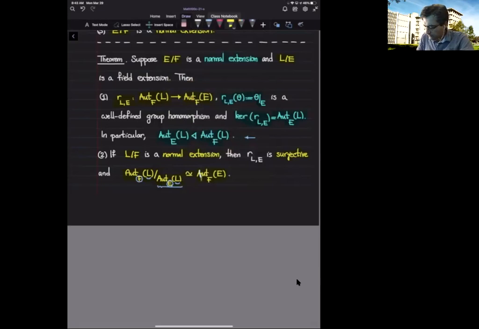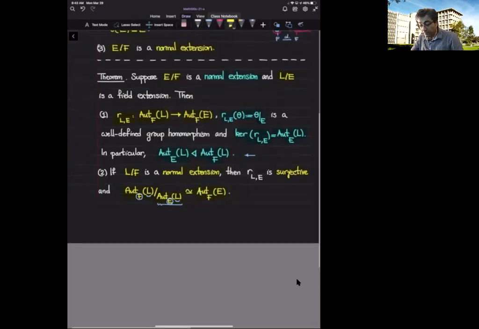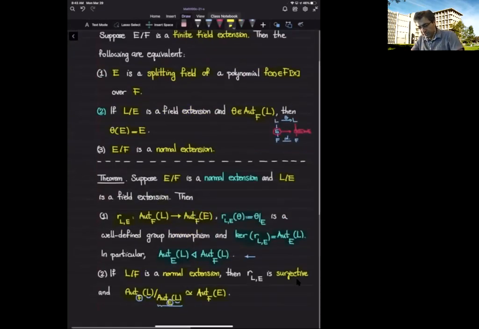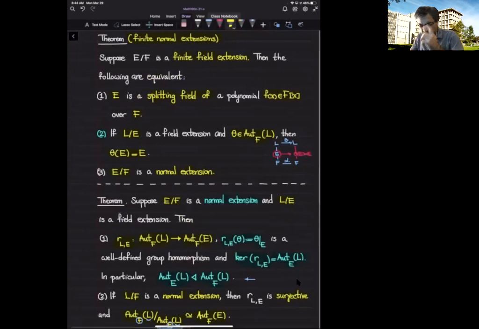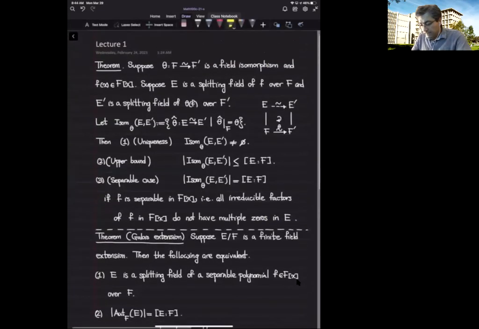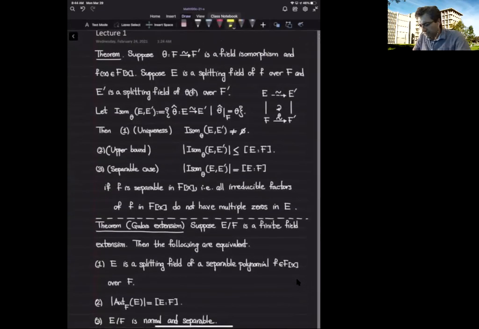Okay, so far, these were the things that we proved about normal extensions. I also talked about normal closure, but we'll get back to that later on. Now let's see what we have proved about normal and separable extensions together, and about the splitting fields.